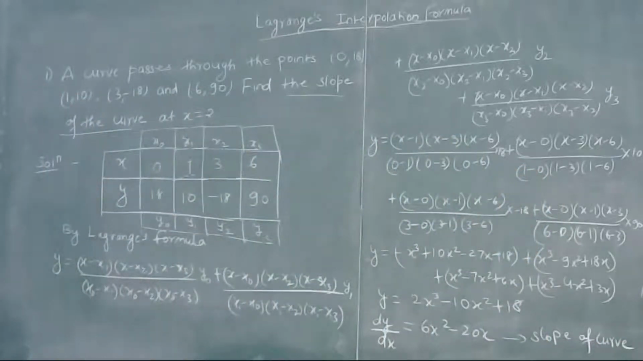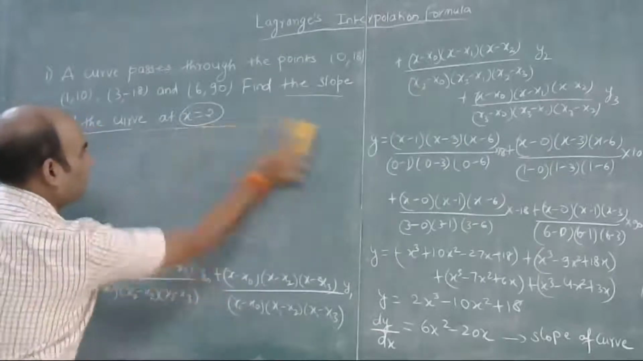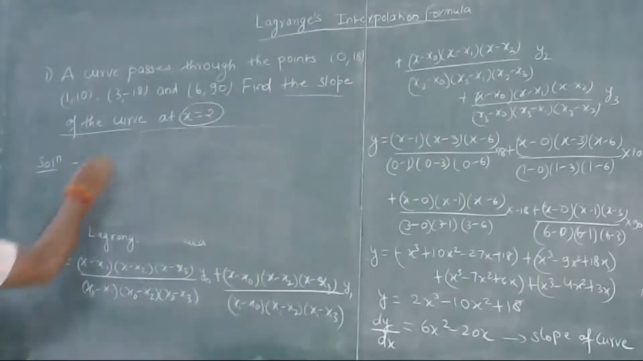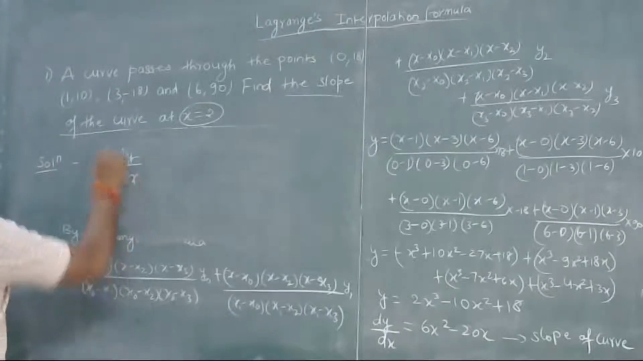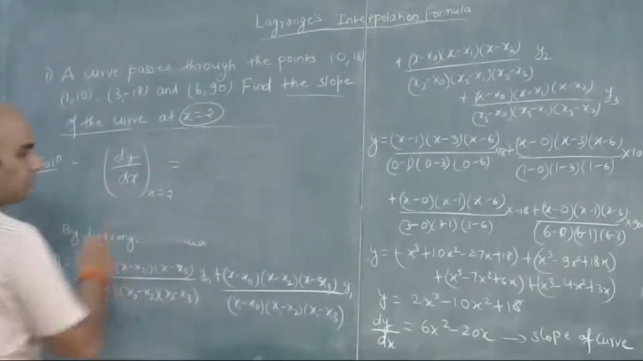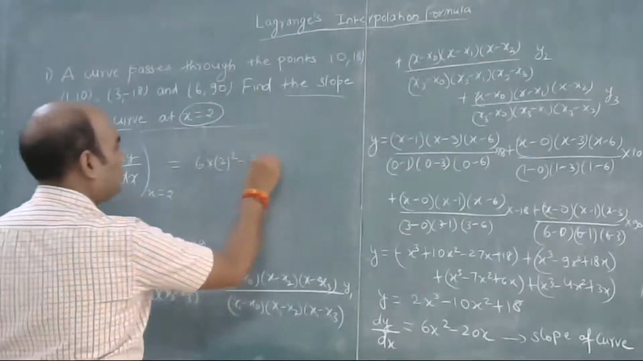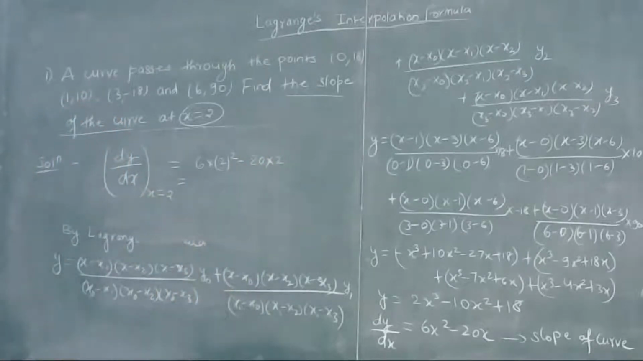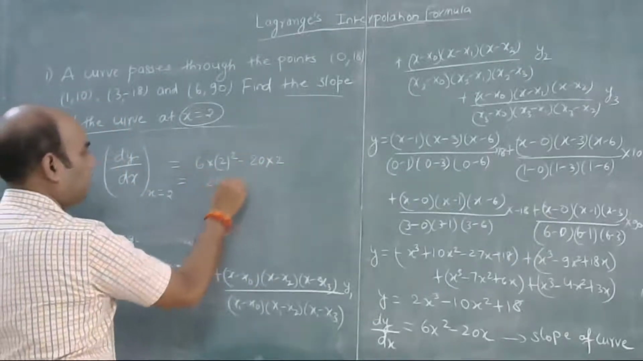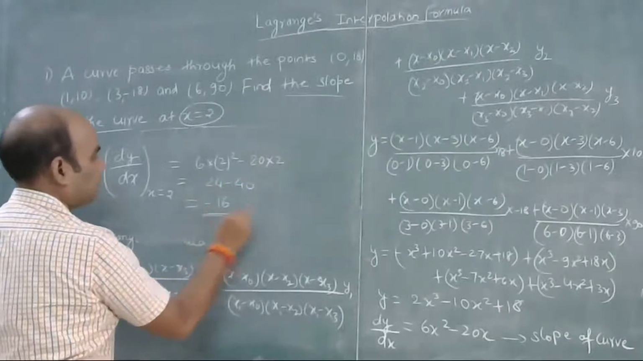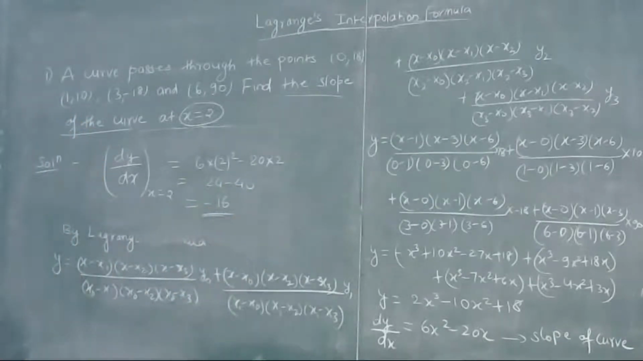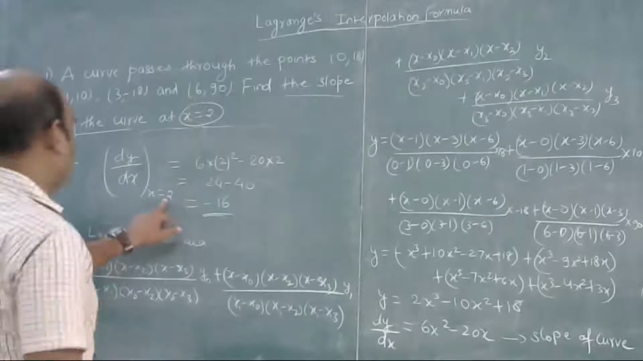Okay, and here you have to find the value of the slope at x equal to 2. So we will substitute x equal to 2 in the slope. So dy/dx at x equal to 2 will be equal to 6 into 2 squared minus 20 into 2. So this is 4 into 24 minus 40, which is equal to minus 60. So this is the value of the slope at x equal to 2.